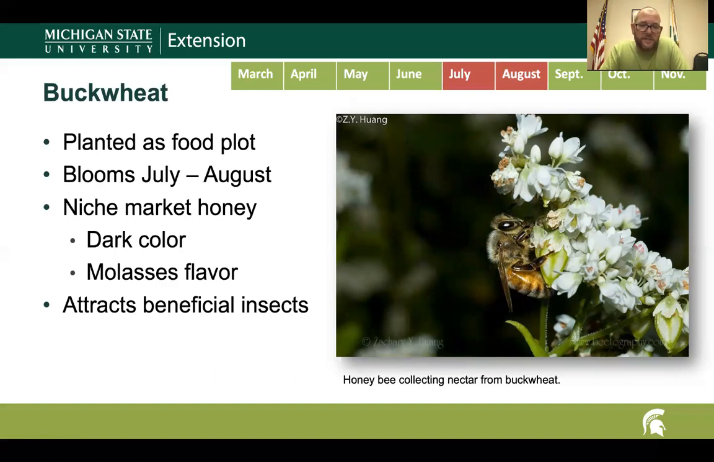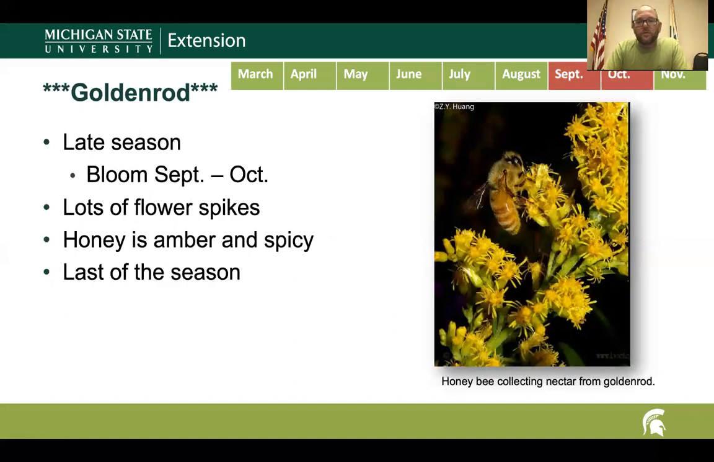One of the other nice things about buckwheat is it attracts beneficial insects. If you're growing crops on your farm and you want to control the pest insects causing issues, planting buckwheat around the area is good because it will promote a lot of beneficial insects, like predators and parasitoids, that will feed on your crop pests. So incorporating this into any habitat is a good idea. Really great resource. Goldenrod.